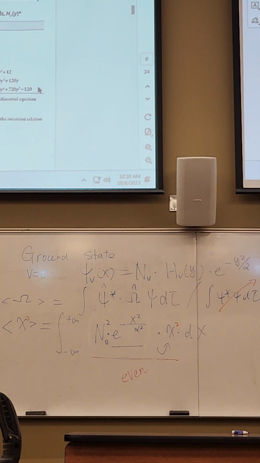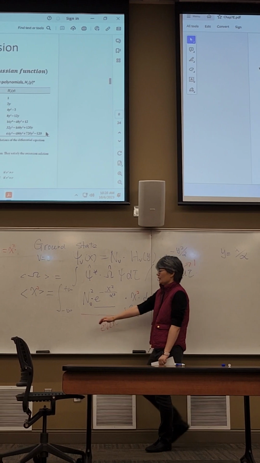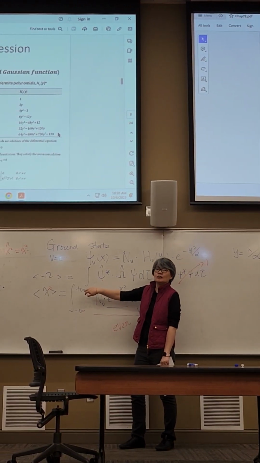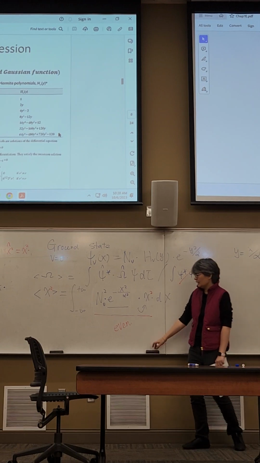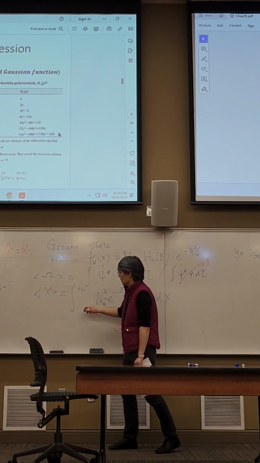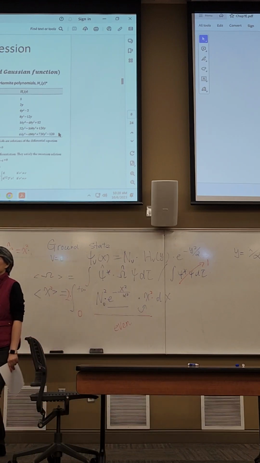If it's an even function, there's a mathematical trick you can use. If I integrate from negative infinity to positive infinity, can you guys follow me okay? I can integrate from 0 to positive infinity, and that's just 2 times that.